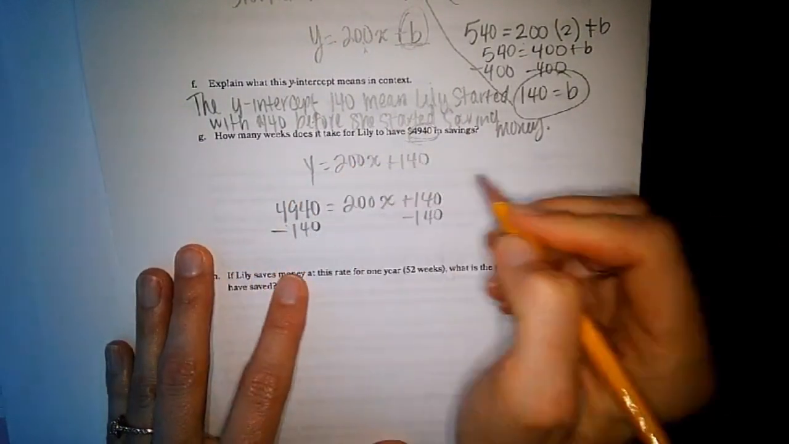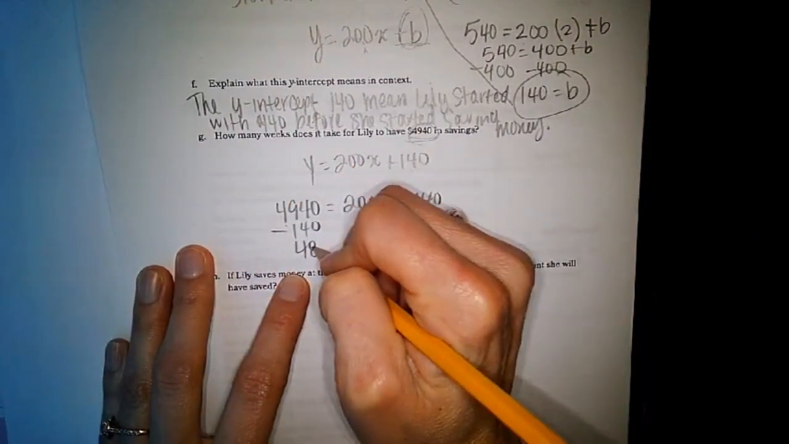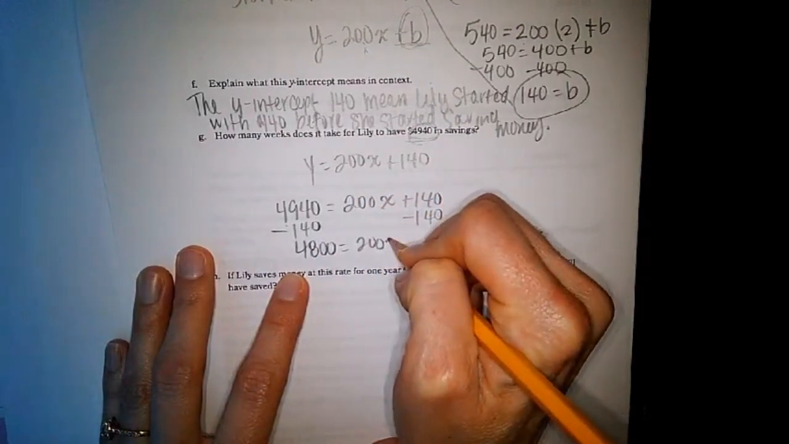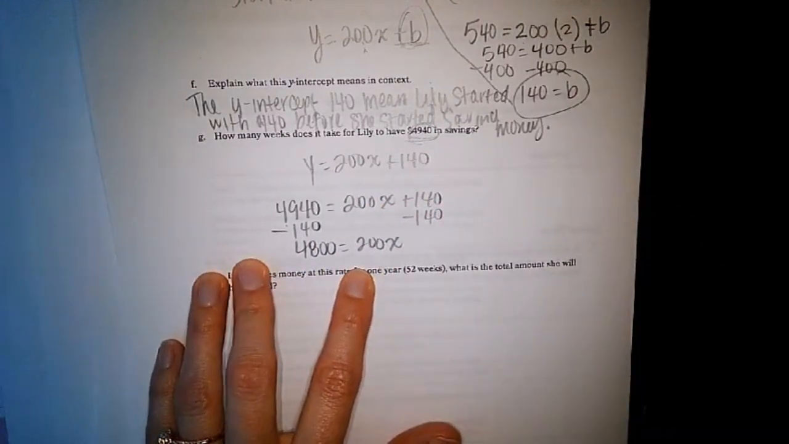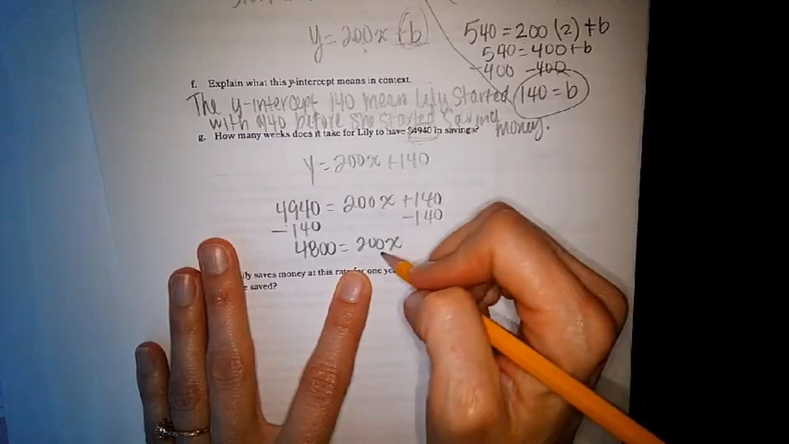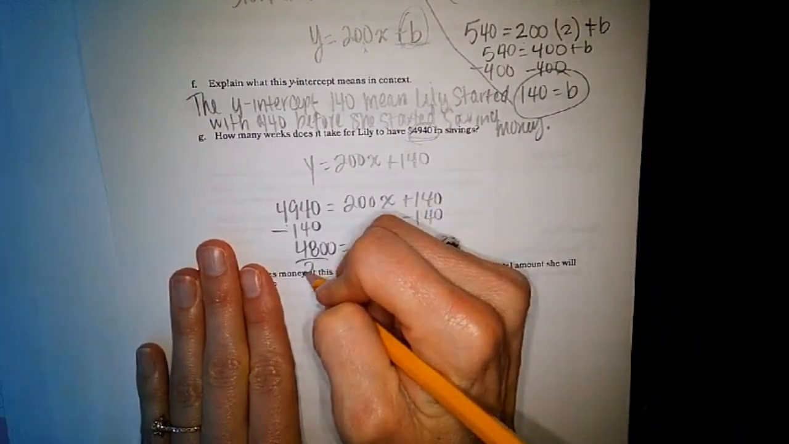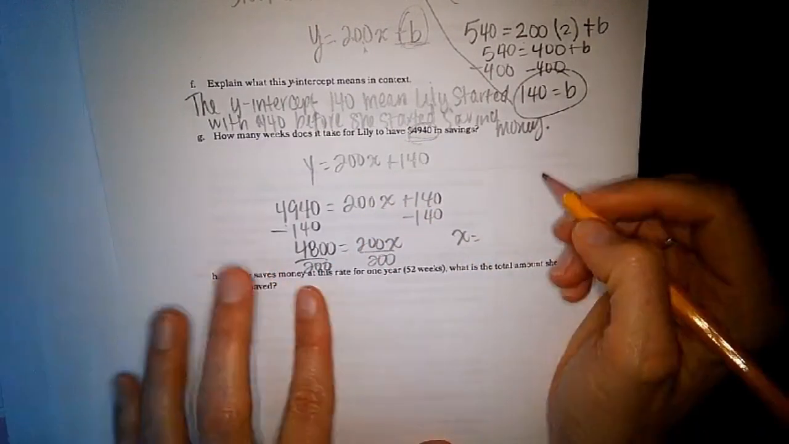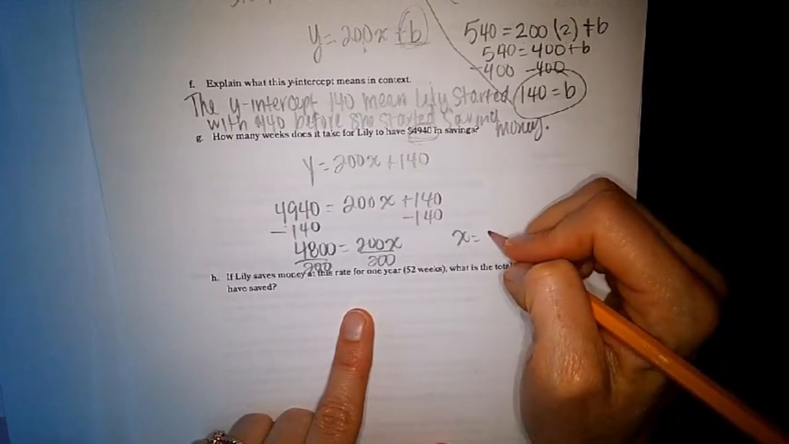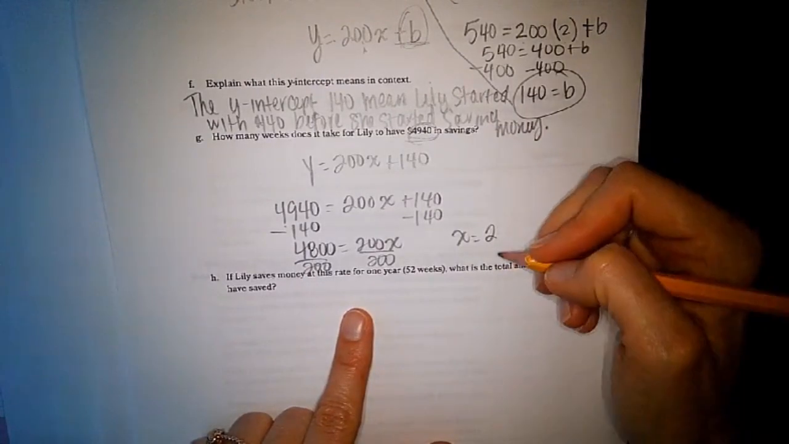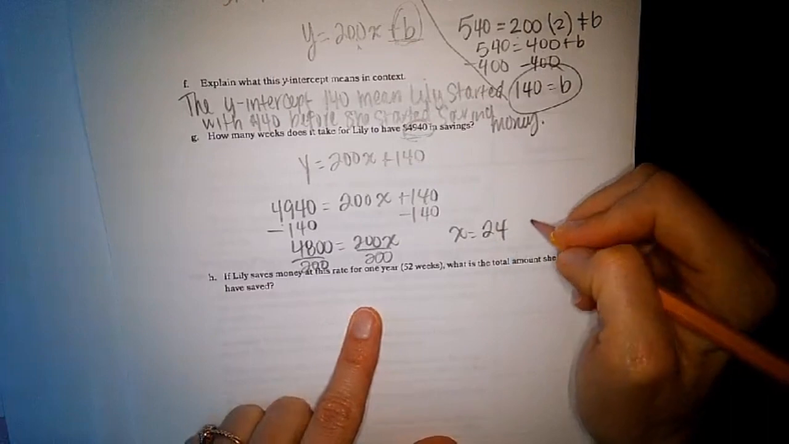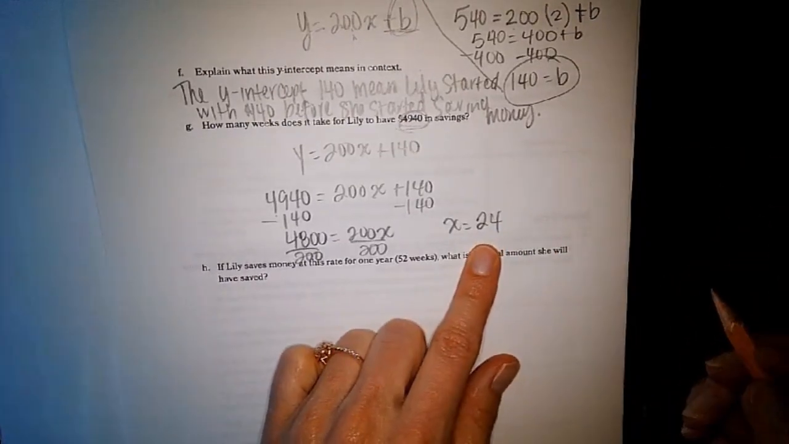4,800 equals 200x. What do we need to do next? Divide by 200. So x equals what? How much? 24. And what does this mean? 24 what? Who agrees with Cooper? 24 weeks.